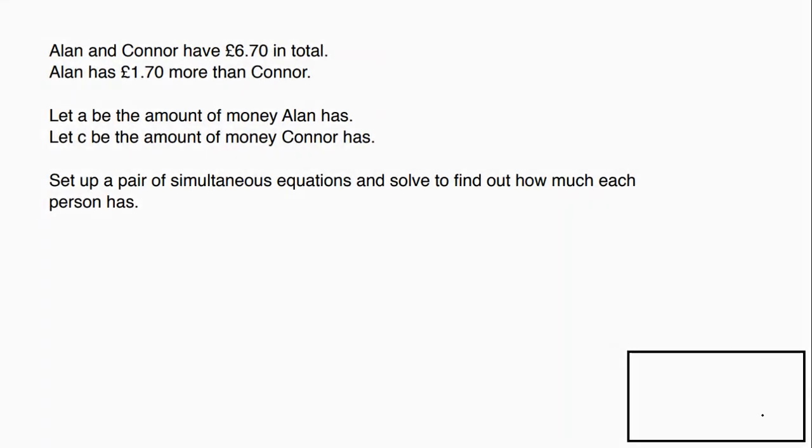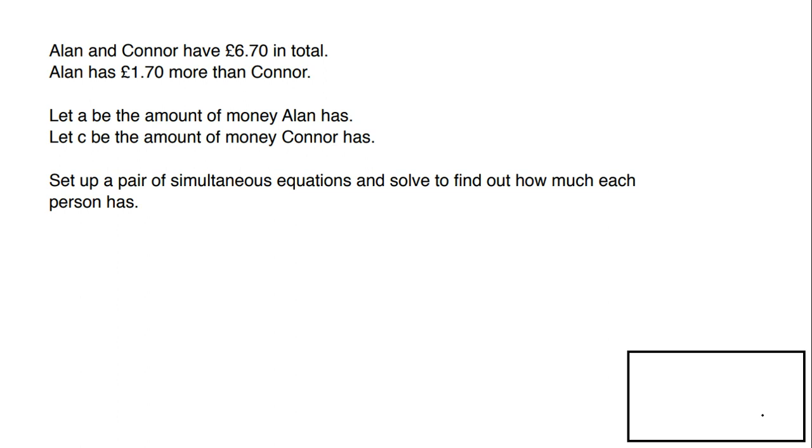So today's question is something like this. Alan and Connor have 6.7 pounds in total. Alan has 1.7 more than Connor. Let A be the amount of money Alan has and let C be the amount of money Connor has. Set up a pair of simultaneous equations and solve to find out how much each person gets.